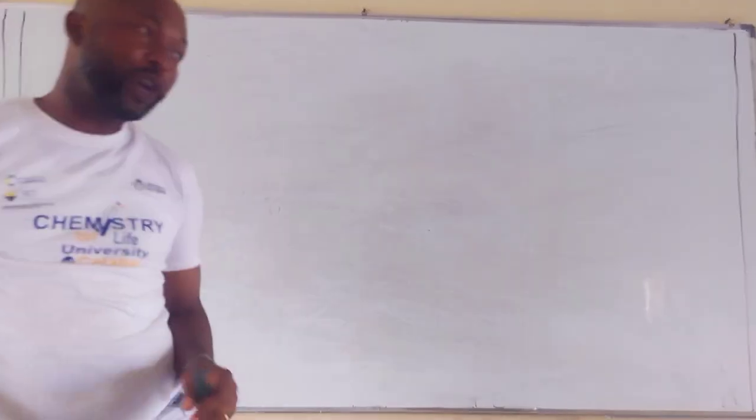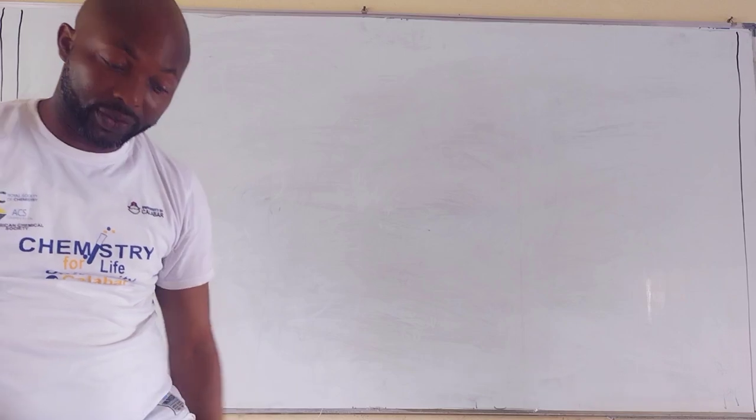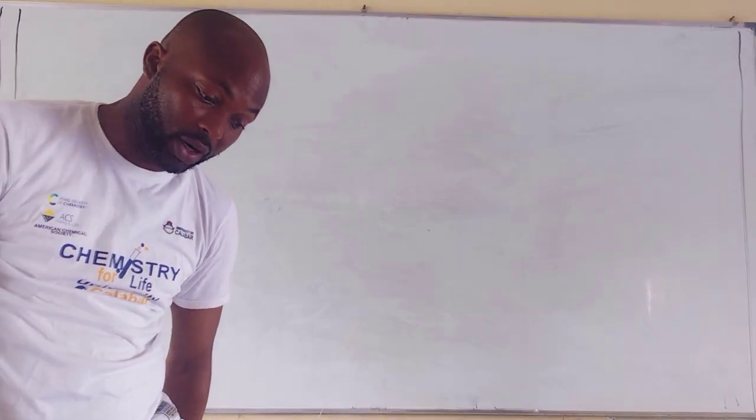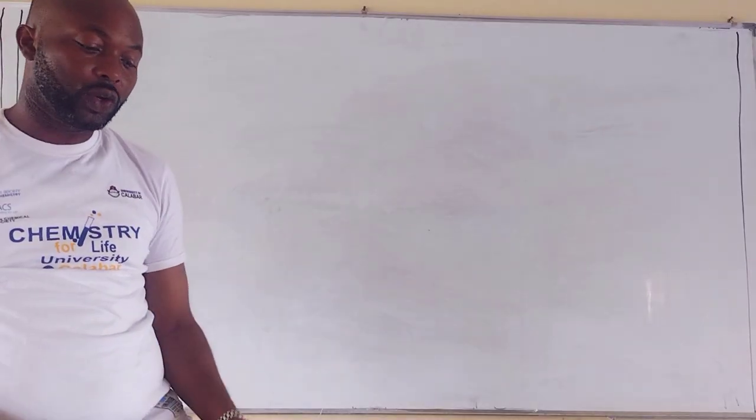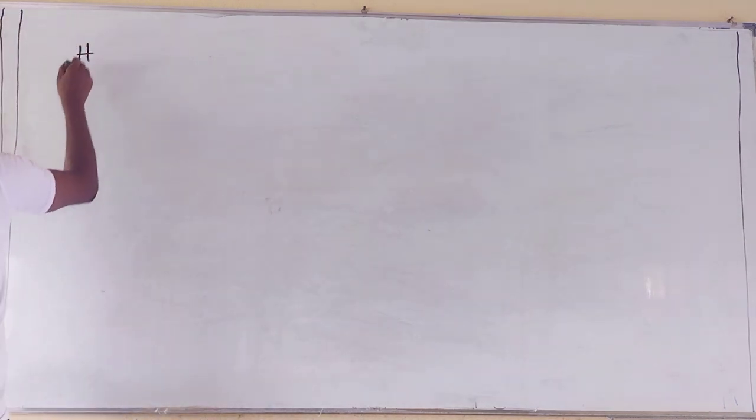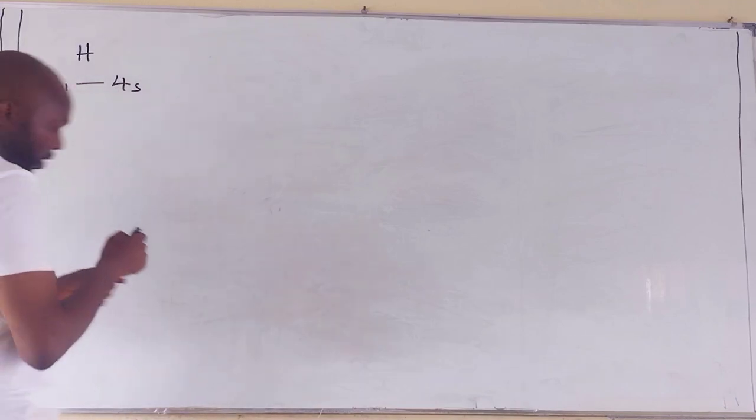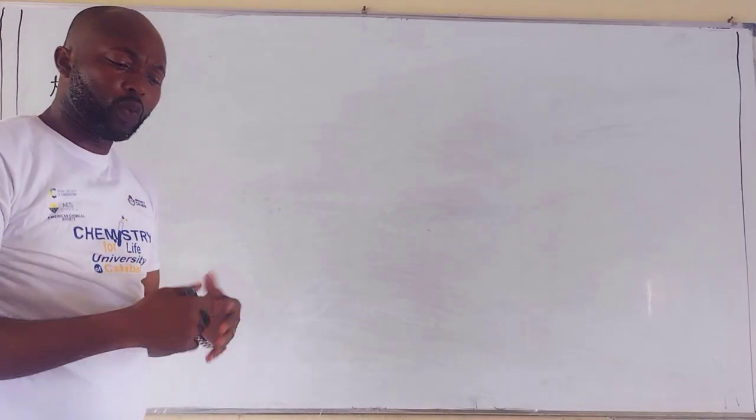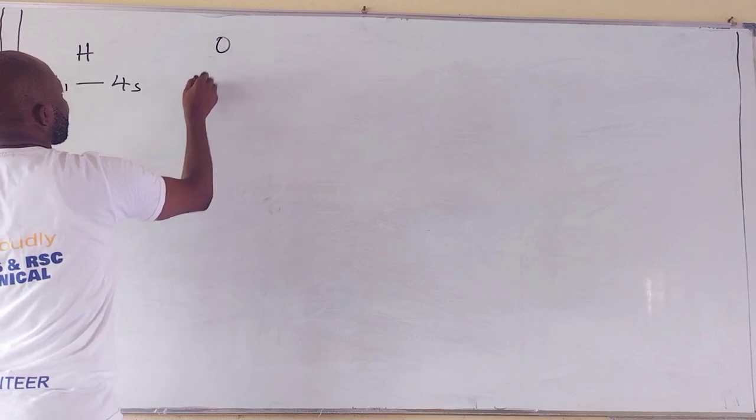All right. The fourth question here says, it takes 4 seconds for hydrogen to diffuse from one end of a gas jar to another. So let's take hydrogen. This is my gas, hydrogen. T1 is 4 seconds, from one end to another. How long will it take oxygen? This is oxygen. So T2.